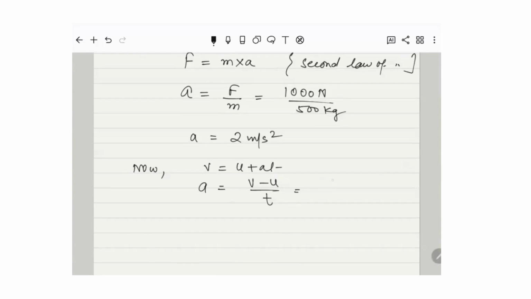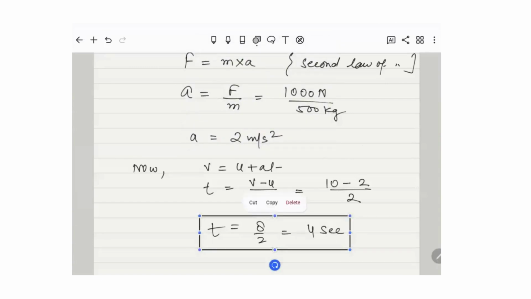Right now, write down. So final velocity is 10 meter per second, 10 minus initial velocity 2, upon acceleration, which is 2 meter per second square. Right? Okay, so this is 8 upon 2, time, right? And this is equal to 4 seconds. So this is how we get the time elapsed to change the velocity from 2 meter per second to 10 meter per second.